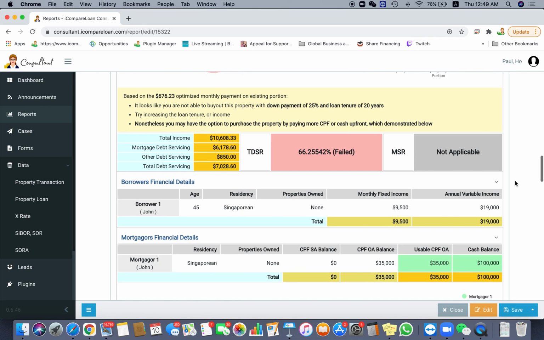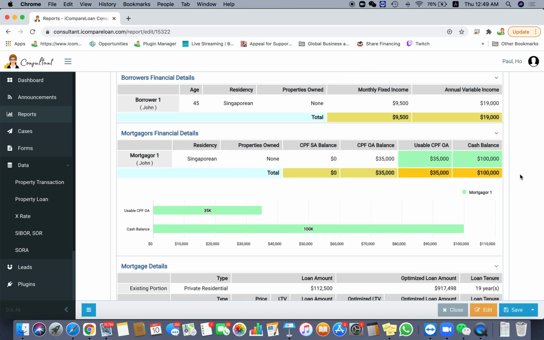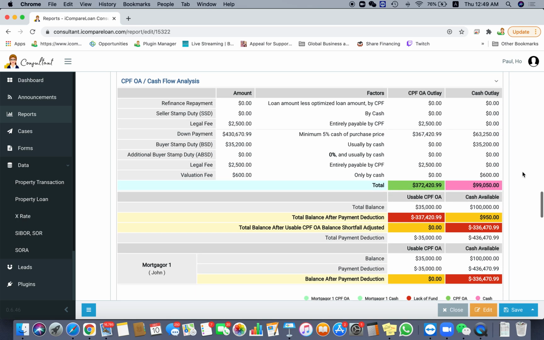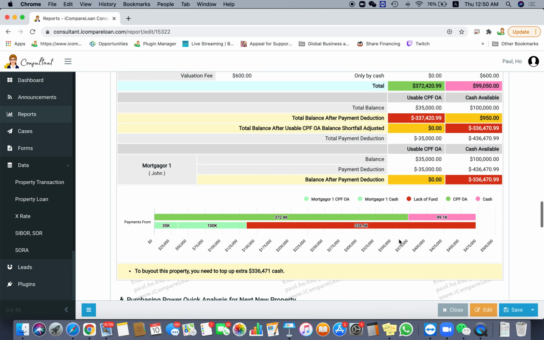And then we have a quick look at the buyer financial details. John is 45 years old. He's Singaporean, and his income is 9,500 with a 19,000 balance. His cash balance is 100,000. Usable CPF is 35,000. And then we work out his CPF OA for down payment, 372 CPF balance, of which he has 35. So after that, he's still short of 337. The cash portion is 99,000, he has 100. So after deducting everything, he is still short of 336,000, right?